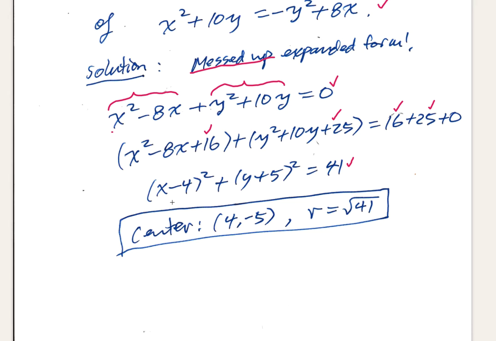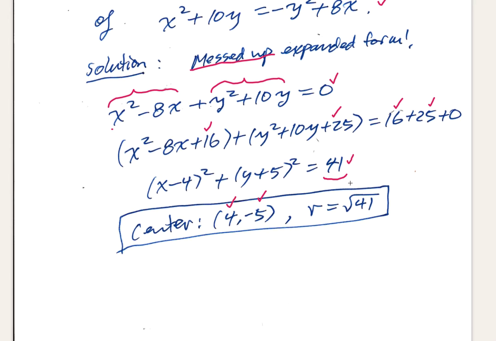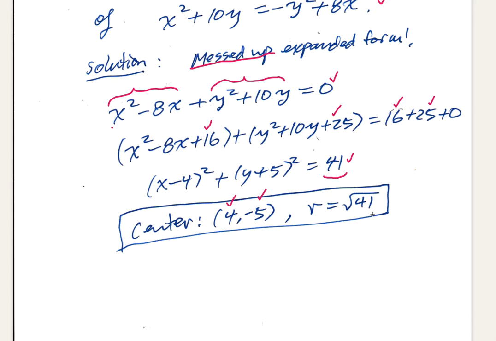Now, x minus h squared plus y minus k squared equals r squared. You can see that the h would have to be positive 4, and the k would have to be negative 5. So the center is 4, negative 5. The radius would have to be the square root of 41, since the 41 is the square of the radius. So this is somewhere between 6 and 7. You could use your calculator to get an approximation.